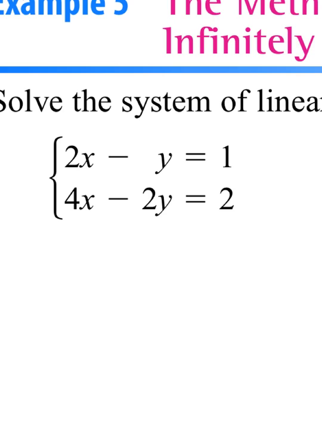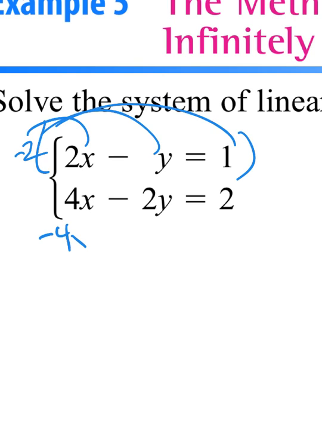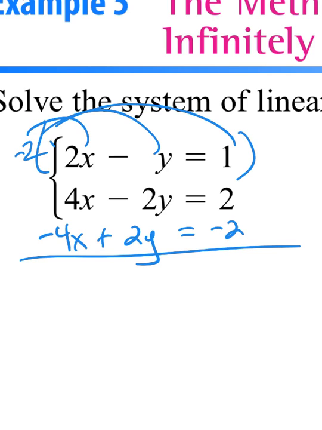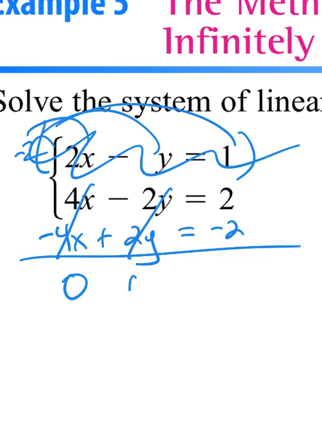What do you want to get rid of? Multiply the top by negative 2. Okay. So we have negative 4x plus 2y equals negative 2. 4x and negative 4x, 0. Negative 2y, positive 2y, 0. Positive 2, negative 2, 0.